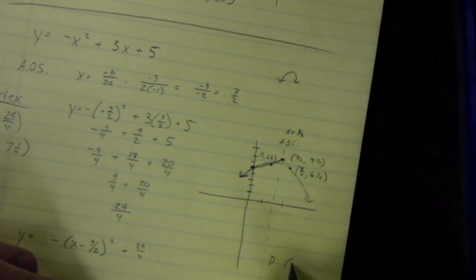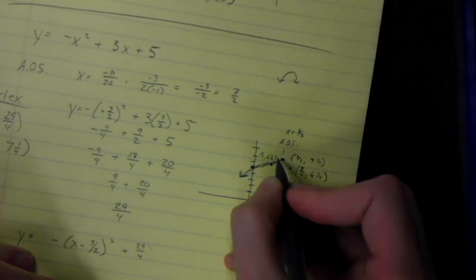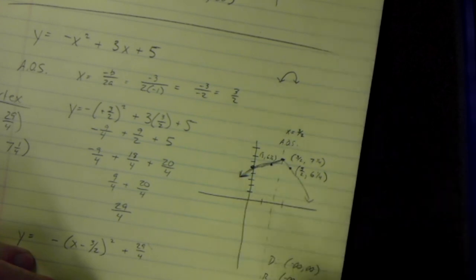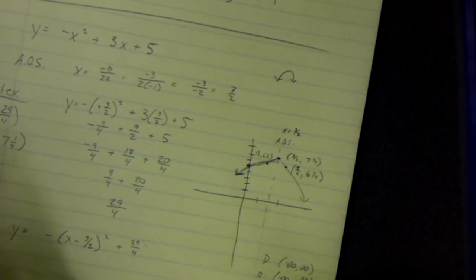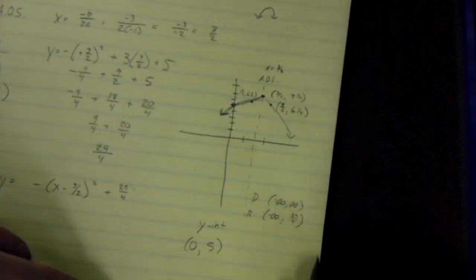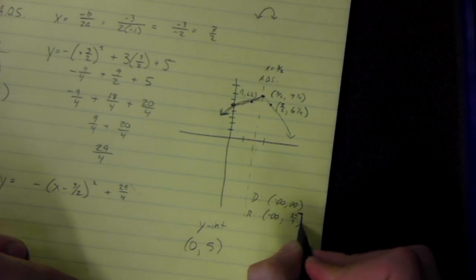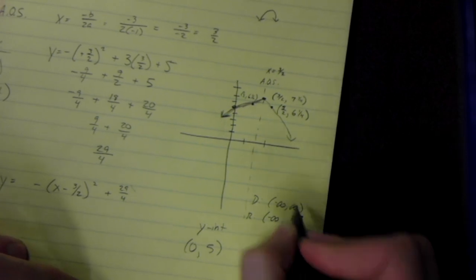Again, your domain here would be everything from negative infinity to positive infinity. And your range would go from negative infinity, since it's opening downward, up to 29/4 or 7 1/4 if you prefer. So you write it this way, and the 29/4 would get a square bracket, again because we have a point there.